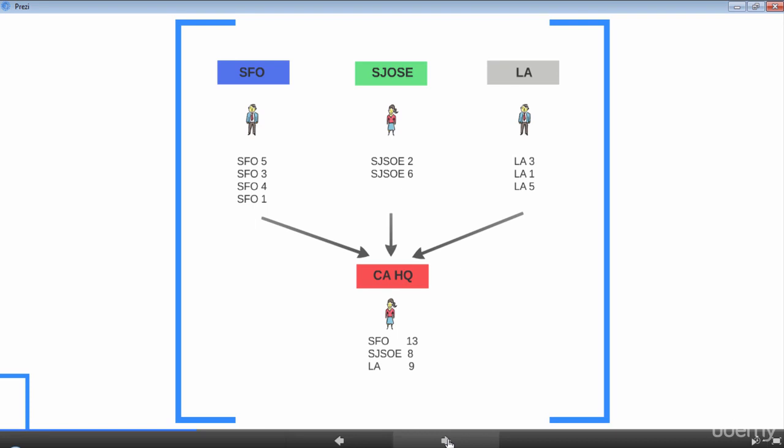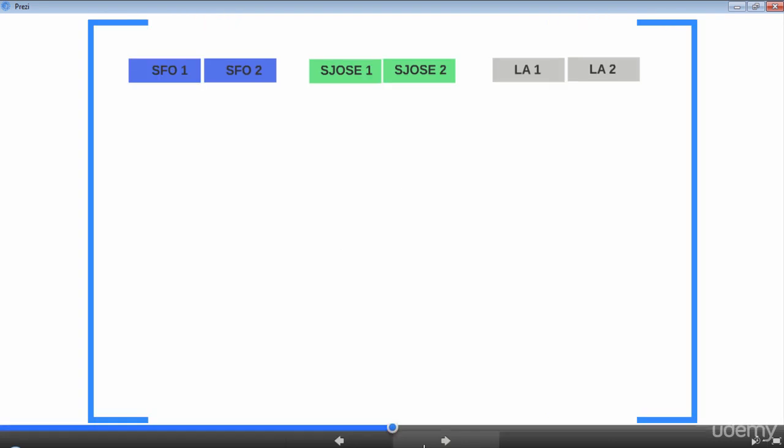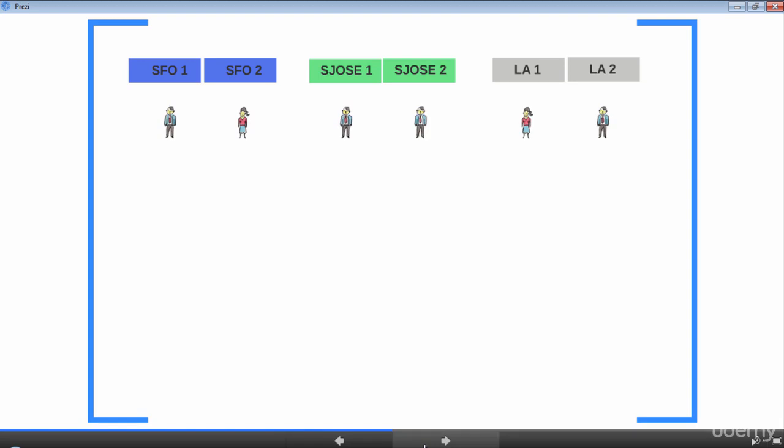Next year around, you're asked to do the same job. You have all the resources you want, but this time you have 2 months to finish the task. What would you do? Remember, you have all the resources you want, so you would simply double the number of people to perform the task. You will divide SFO into 2 divisions and add 1 person to each division. And you will do the same thing for San Jose and the same for LA. Each person responsible for a division will perform the same task as before.